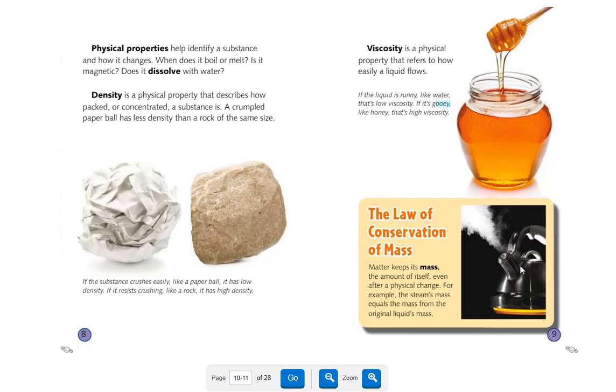originally in the kettle. Furthermore, if you have a bunch of liquid water and you freeze it into ice, you're going to have the same amount of molecules, water molecules, in the ice as you would have had in the liquid water.